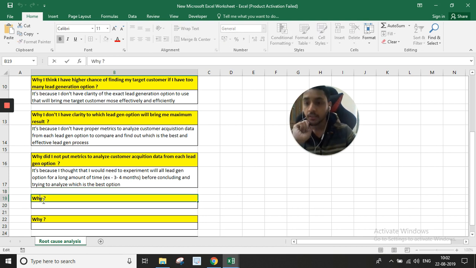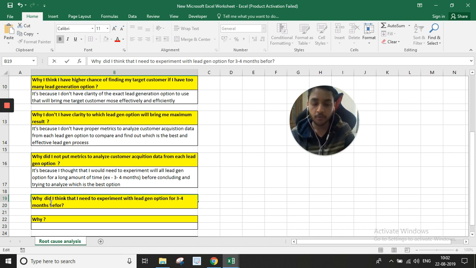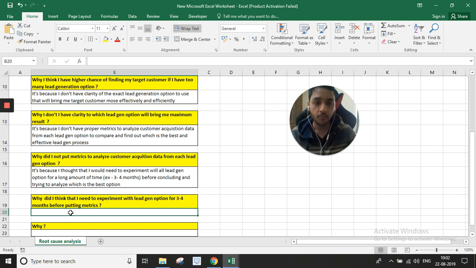Okay, very nice. Now we have a very interesting question here. Why did I think that I need to experiment with lead gen options for 3 to 4 months before putting metrics? Why do I have to wait for 3 to 4 months of experiment, which is like a quarter of a year, before I start putting metrics? Why? Now we are really digging down into our subconscious here.